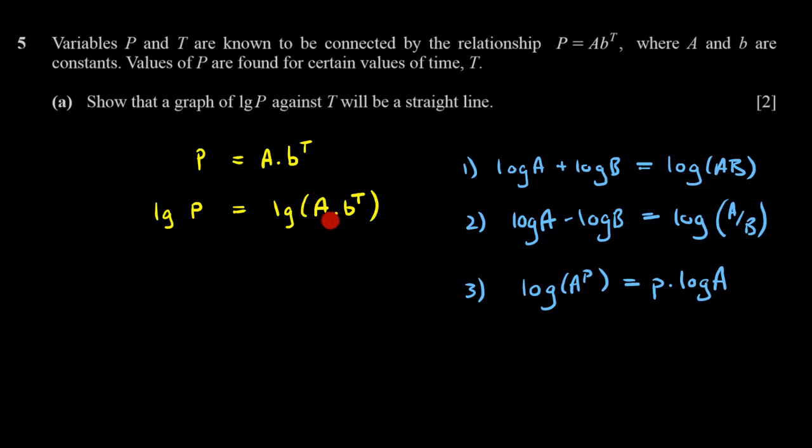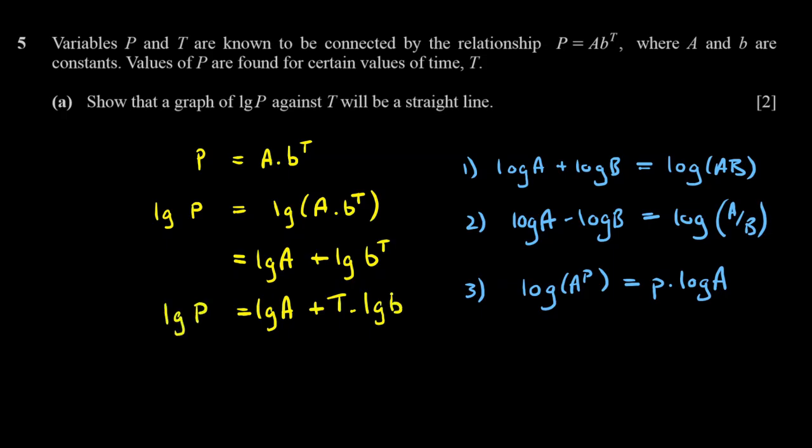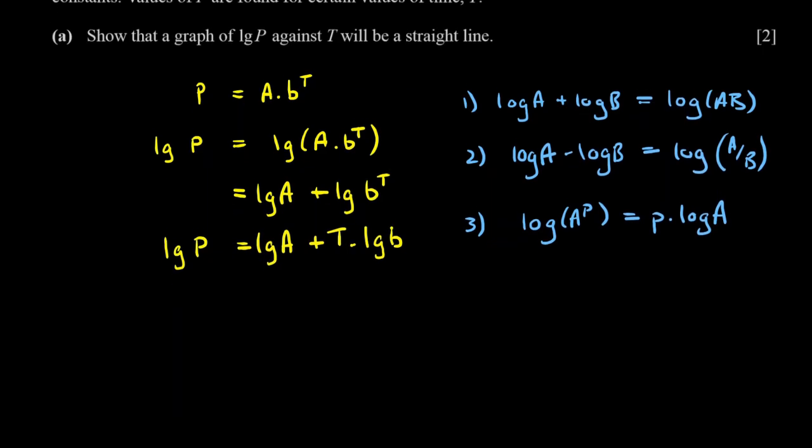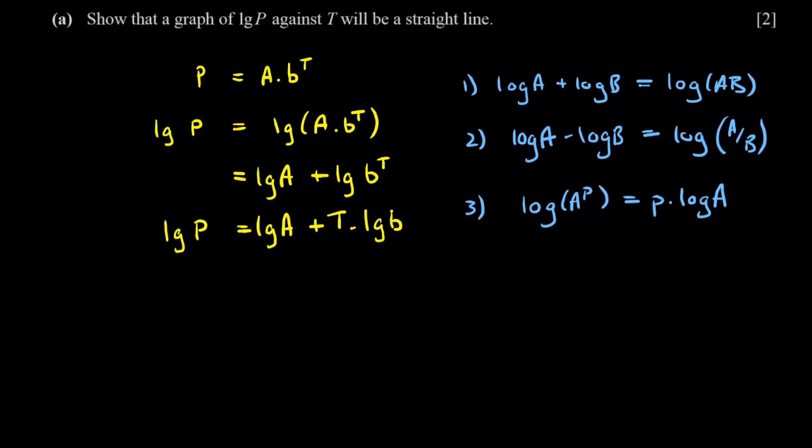So we can use the first rule on this thing here, because I can rewrite this as the log of a plus the log of b to the power of t. And then once I've done that, I can use the third log rule on this thing here, and I can rewrite this as t times log b. So what we end up with is the log of p is equal to log a plus t log b.